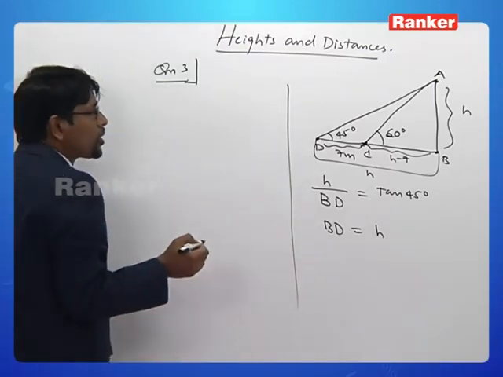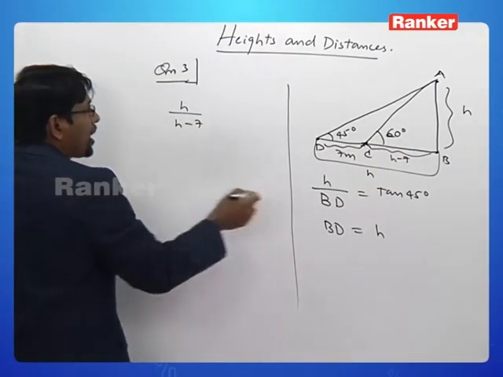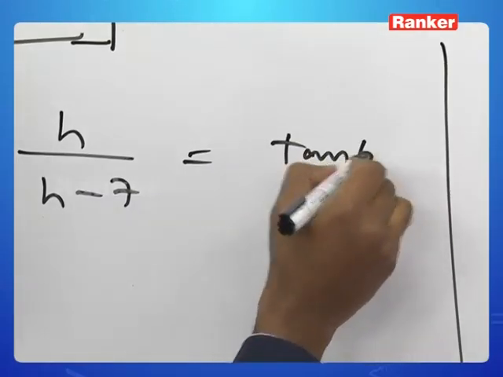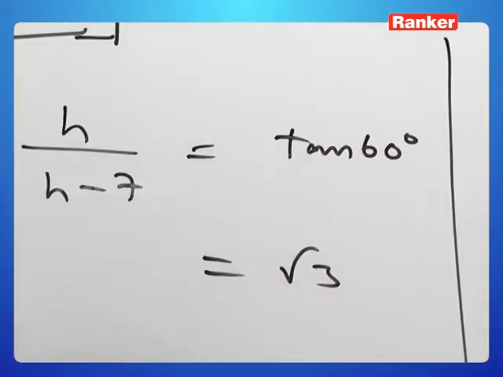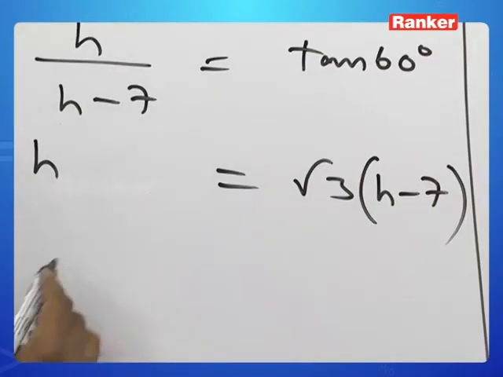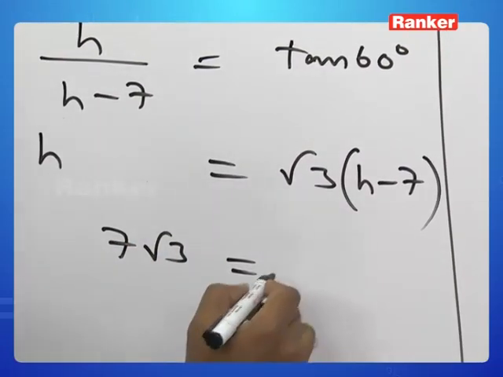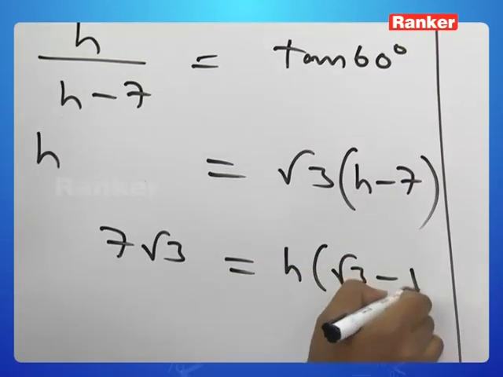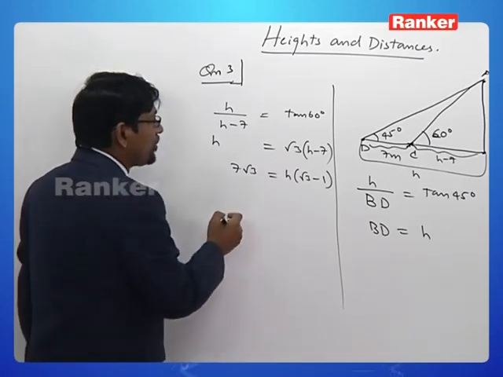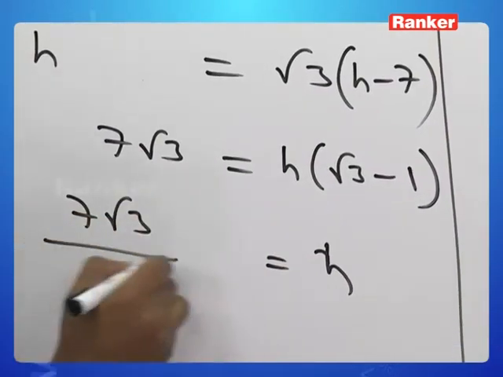Okay, now what else do you know? H by H minus 7 is again opposite by adjacent, that is equal to tan 60, that is equal to root 3. So H is equal to root 3 into H minus 7. So let's now have it like this: 7 root 3 is equal to H into root 3 minus 1. Therefore, we have, what is H? 7 root 3 divided by root 3 minus 1.